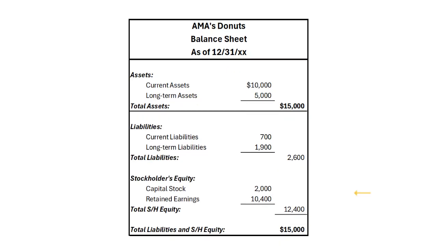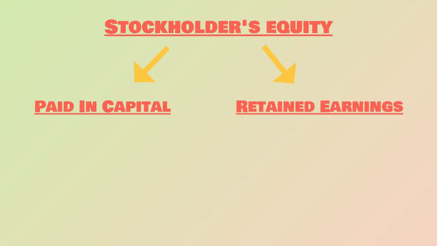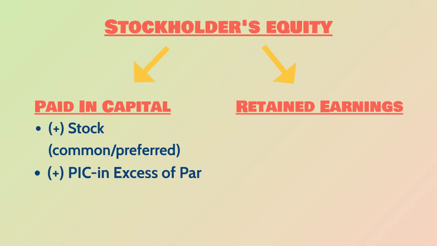This leads us to stockholders' equity, which represents the owner's interest in the business, as discussed earlier with the house example. Stockholders' equity is two pieces, paid-in capital and retained earnings. Paid-in capital is just what it sounds like, capital or assets that have been paid into the business by the owners. So when an owner puts assets into a business to get it started, the business gives stock in exchange, and that's reflected here along with paid-in capital in excess of par.